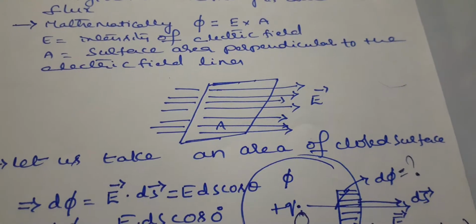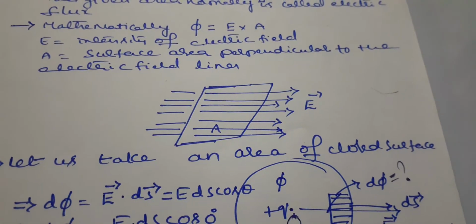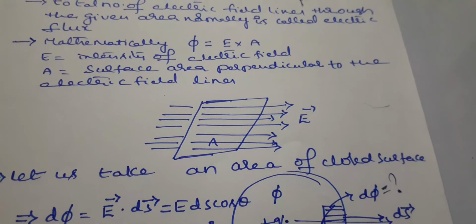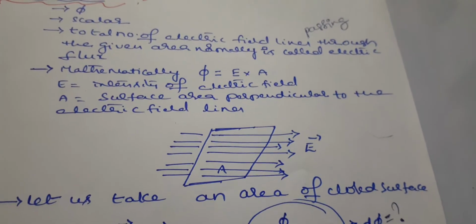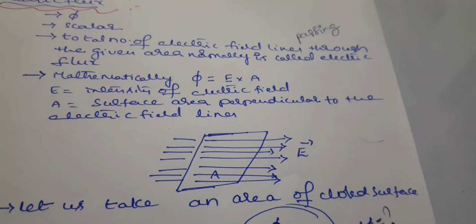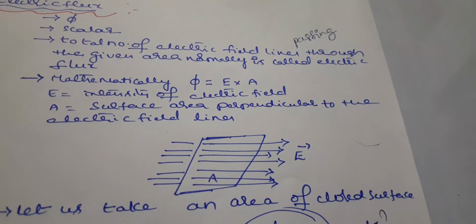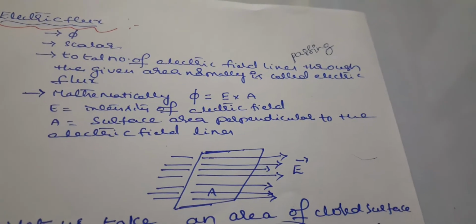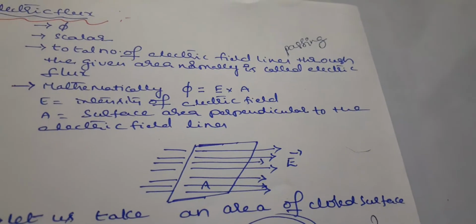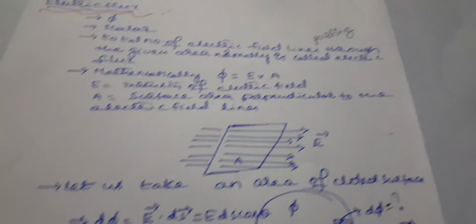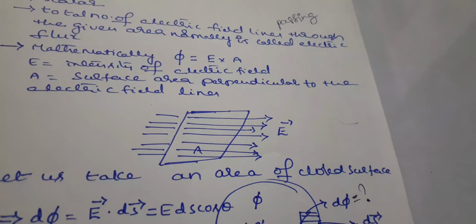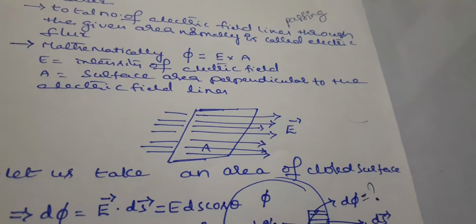Suppose it is the given area capital A, and normal to this area a number of electric field lines are passing. The electric field is denoted by E bar. So the total number of electric field lines passing through the given area normally is called electric flux, denoted by phi. Mathematically, phi equals E into A, where E is the intensity of the electric field and A is the surface area perpendicular to the electric field lines.